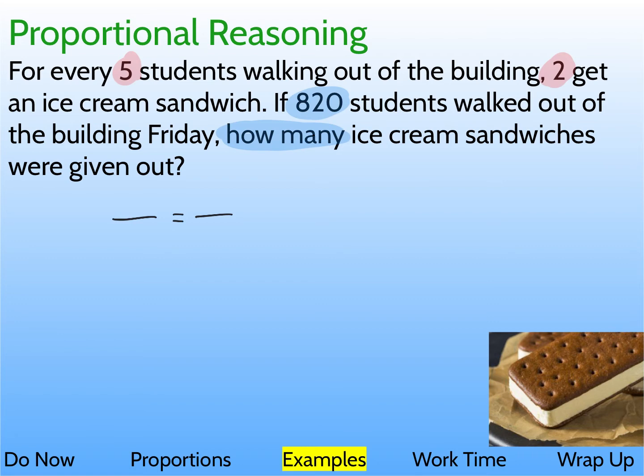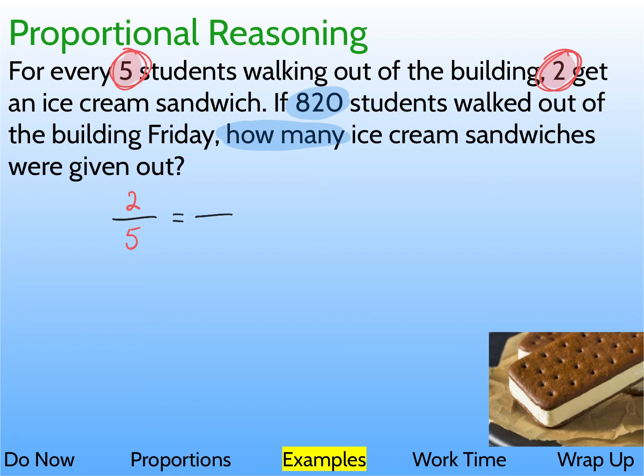For the first fraction, what we want to do is just look at this ratio here: 2 out of every 5 students. So 2 get the ice cream sandwich, 5 is the total. You could write it in the reverse order, but I think it just makes more conceptual sense this way. As long as you stay consistent is the key.